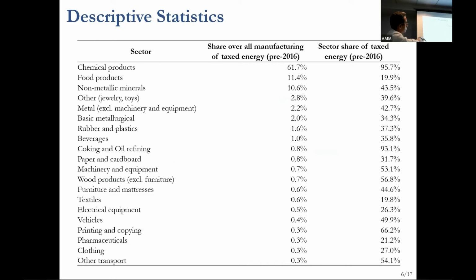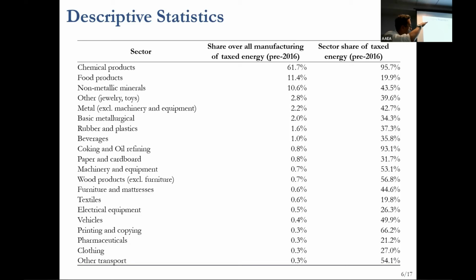So you're going to see the sectors, and for each sector, the first column is going to show you, before the implementation of the carbon tax, how much of all the emissions from the manufacturing sector were focused on each one of these different sectors. So for example, if you see chemical products, they account for 62% of the total emissions from the manufacturing sector. The first three, chemical, food, and non-metallic minerals, account for almost 83%, 84% of the total emissions of the sectors.